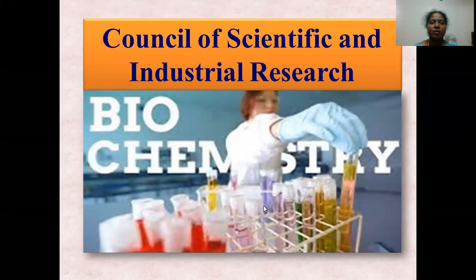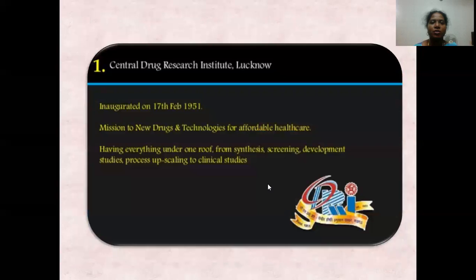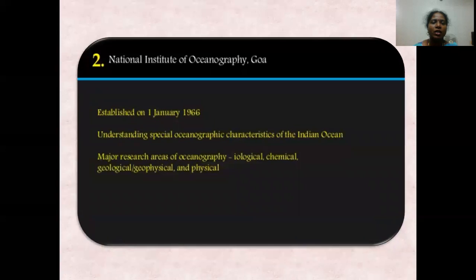CSIR, Council of Scientific and Industrial Research. So there are various branches of this. CSIR, Central Drug Research Institute, Lucknow, National Institute of Oceanography, Goa.